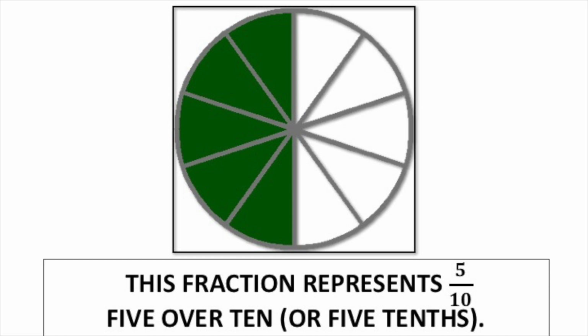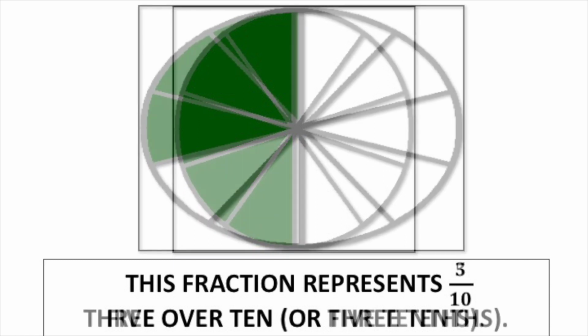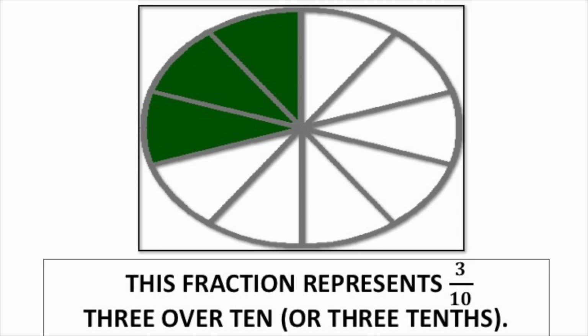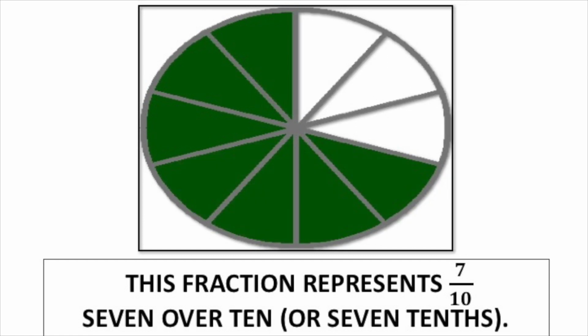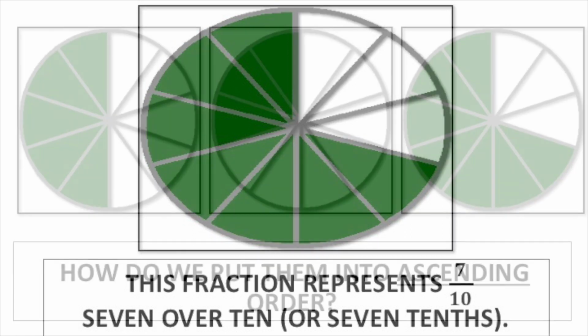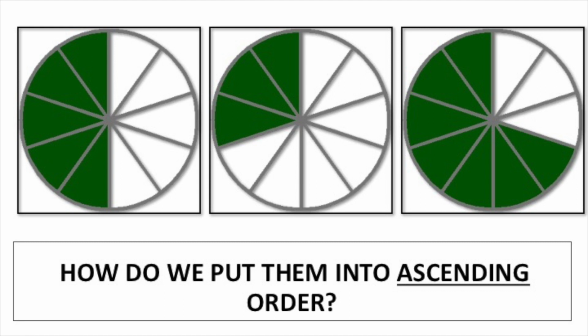This fraction represents 5/10, which is exactly 1/2. You can see 1/2 of the circle green. This fraction represents 3/10. Yes. And then this fraction represents 7/10. Okay. Now look closely, guys. If we want to put them into ascending order, smallest to biggest, what's the first one we do?